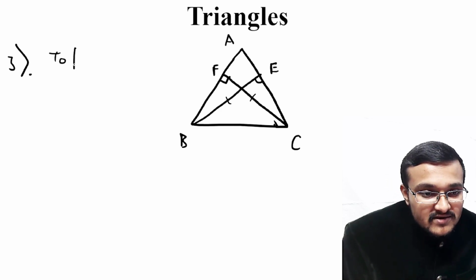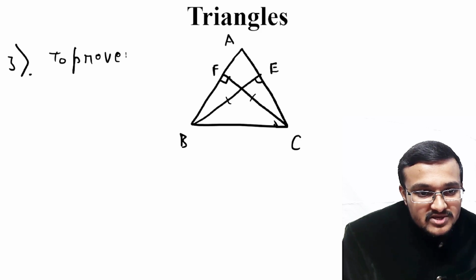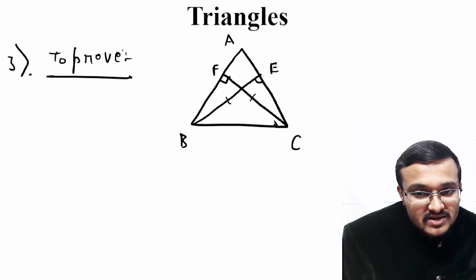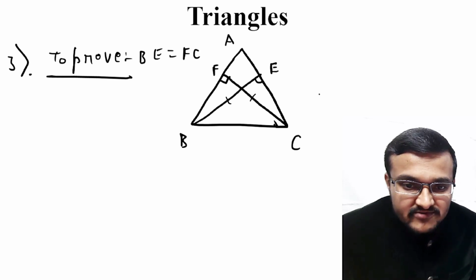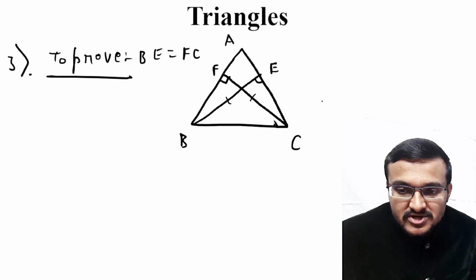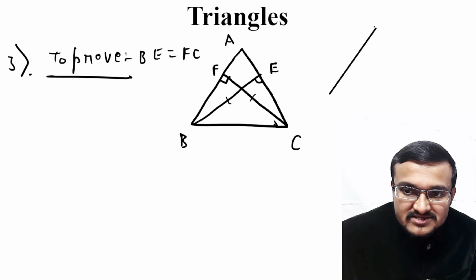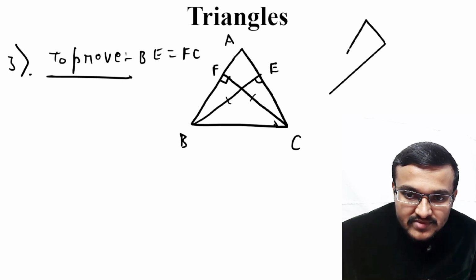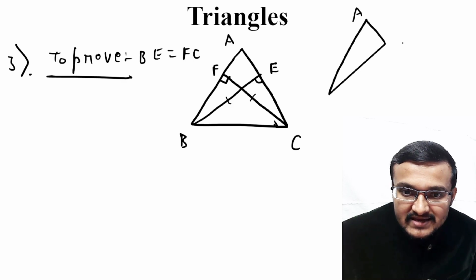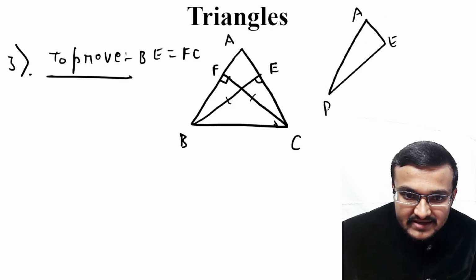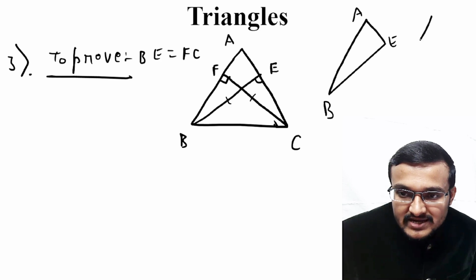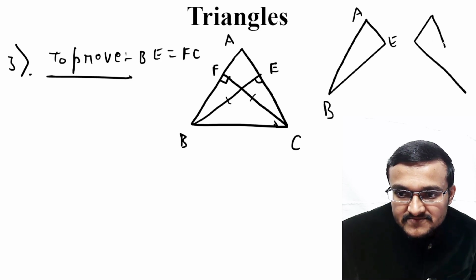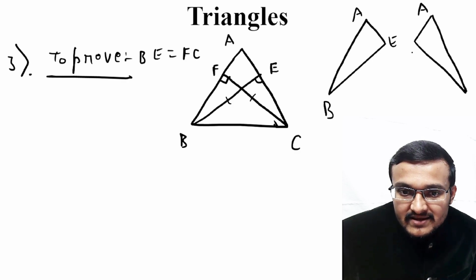So here we need to prove BE is equal to FC. So now in order to prove this, we will consider two triangles in this particular diagram. One is this particular triangle, that is AEB, and we will consider one more triangle, that is this particular triangle, which is AFC.